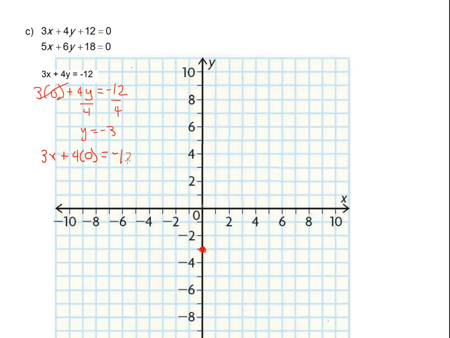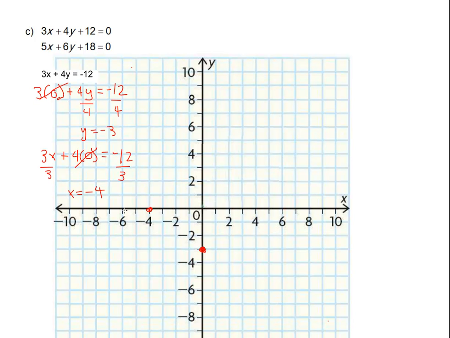Negative 12. And so basically that's gone. We're solving 3x equals negative 12. So divide out the 3. And the x-intercept is here at negative 4, which would be right there. So we could draw a line between these.